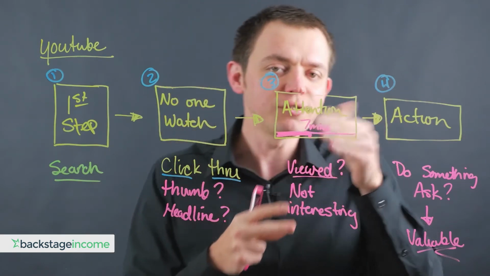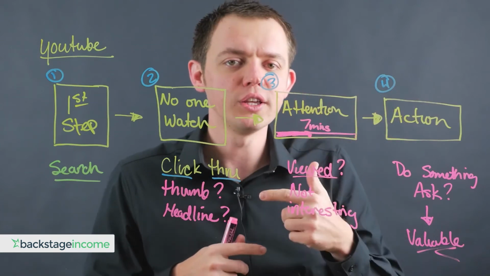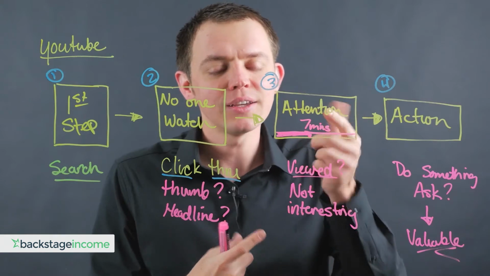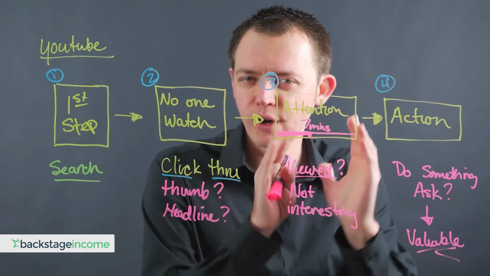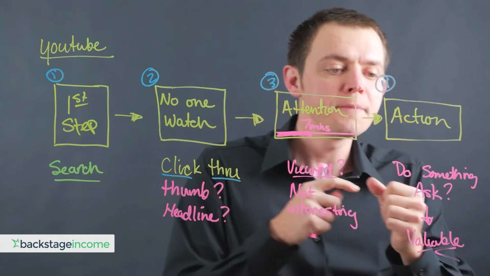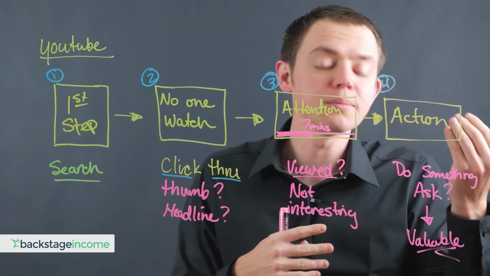Step three is the attention. If you see a drop-off rate in your videos, if you see a drop-off rate in your reading in your blogs, well then again, you're not keeping their attention. You need to work on the content piece of your video or your blog. And step number four is get them to take action.